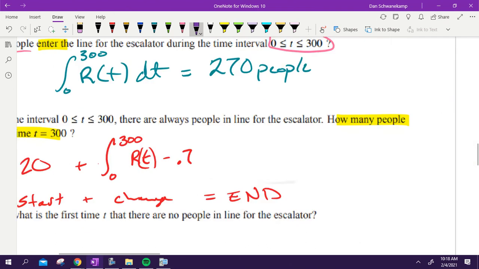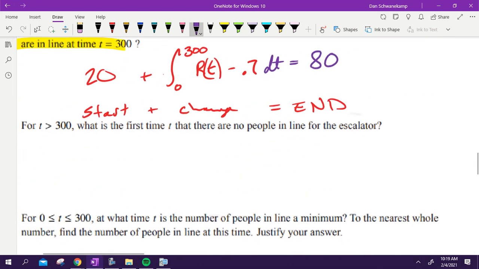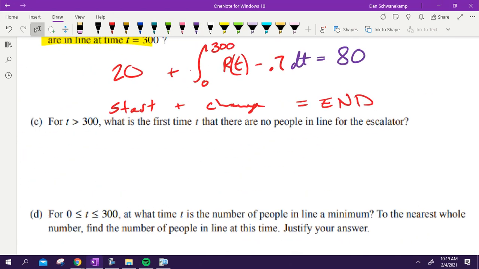You're doing the same thing either way, but I'm going R of t minus 0.7 dt. Type that into my calculator, hit enter. I should have gotten 80. Everybody good through part B? Part C. I got 60. It's 60 plus the 20. Don't forget your starting amount.